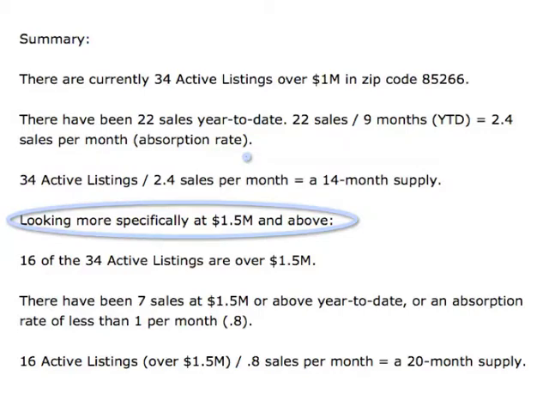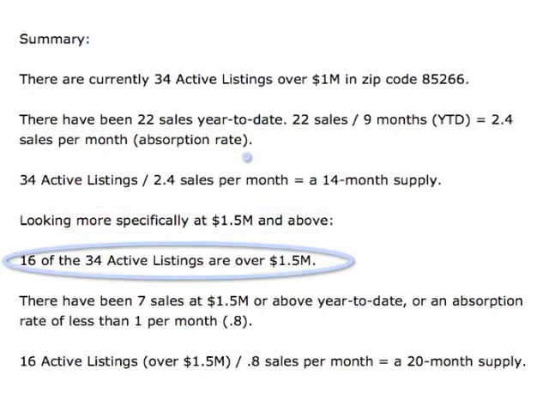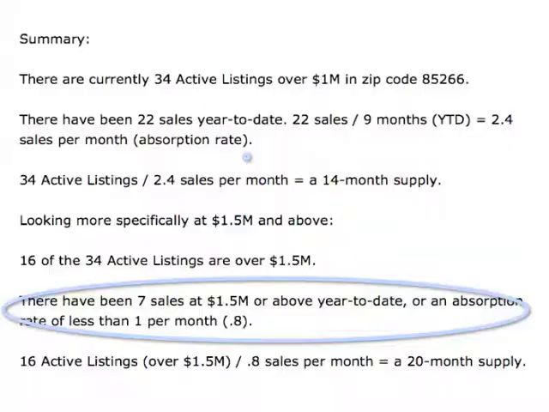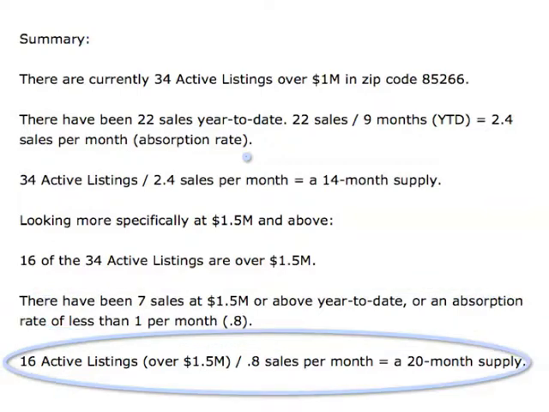Looking more specifically at 1.5 million and above, 16 of the 34 active listings are over 1.5. There have been 7 sales at 1.5 or above year to date, or an absorption rate of less than 1 a month, 0.8 to be exact. With 16 active listings over 1.5 divided by 0.8 sales per month equals a 20-month supply.